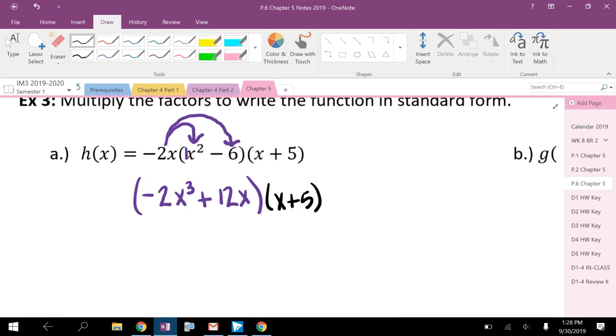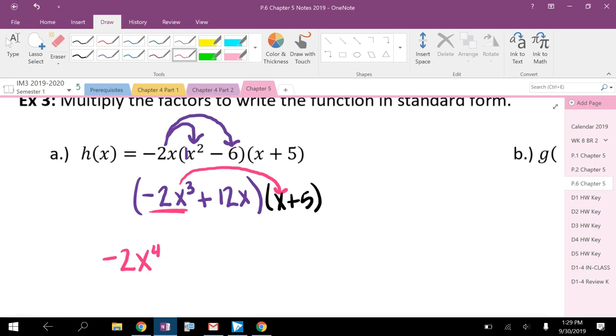The hardest part about this, in my opinion, is staying organized and working with the variables. Sometimes people get stuck on those variables. Here we go. Let's take it slow. This guy is going to come first. Negative 2x cubed times x gets me negative 2x to what power? 4. Very good. Remember, you're adding exponents. Here's 3. Here's 1. It gives me 4.